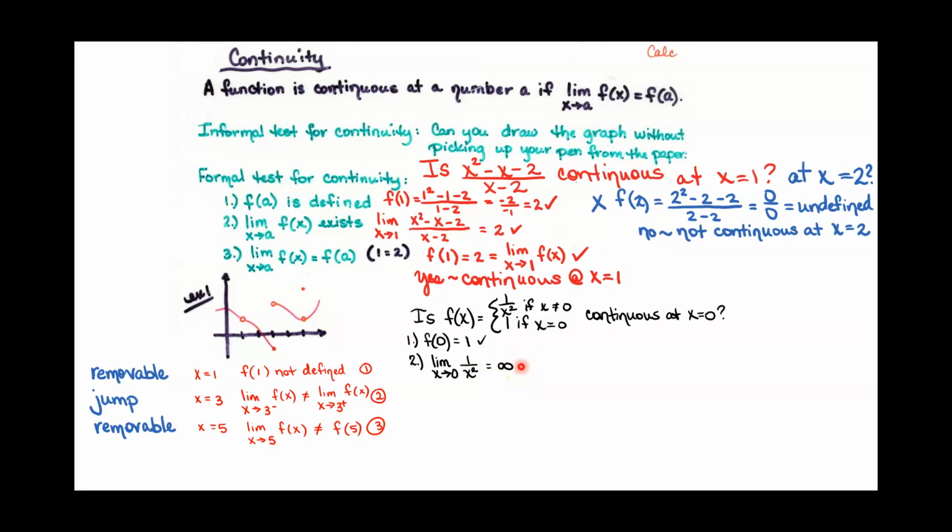Now, can you have a limit of infinity? No, that means that your limit does not exist, and the reason that it does not exist is because it's going to infinity. So our second step is going to fail here, and because the second part of that test fails, then it cannot be continuous at 0. And our reasoning there would be because the limit at 0 does not exist.